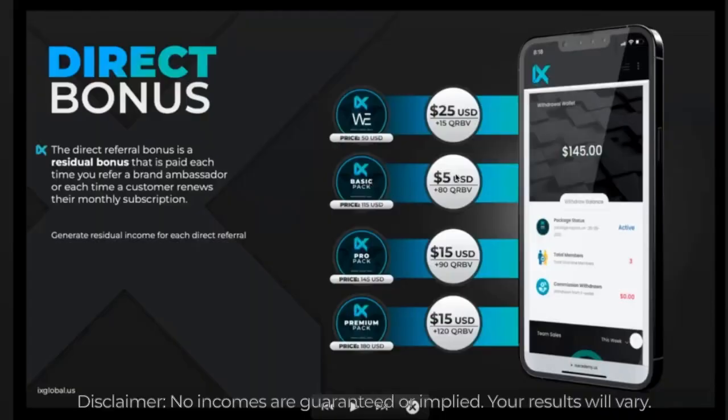You just pick where you think you fit. On a basic package, if you referred somebody, you'll make a $5 fast start, and 80 of that package goes into the tree or into the business. 15 at pro, 15 at premium, and each one has a specific amount of volume. Okay, so it's real simple there.